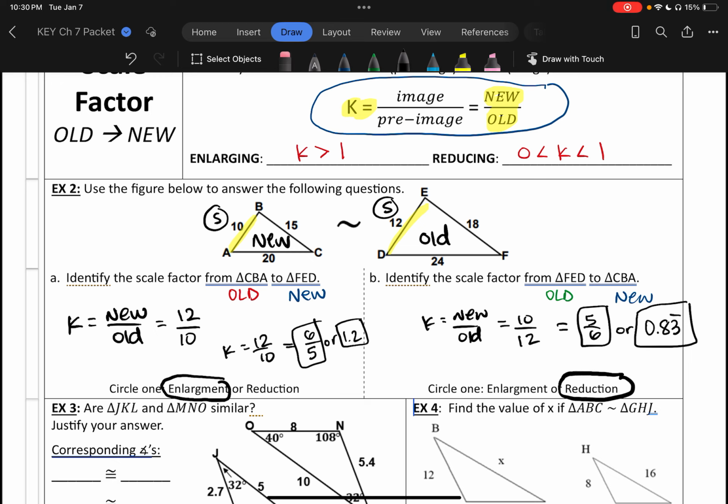What's happening is, if I go from old to new, so in other words, if I start here, it's getting smaller, right? 12 is getting smaller and becoming 10. And so that essentially is how scale factor works. Please pay very careful attention to the order. You find your scale factor, again, by taking new divided by old. And so we'll look at a few more examples and we'll finish up here.